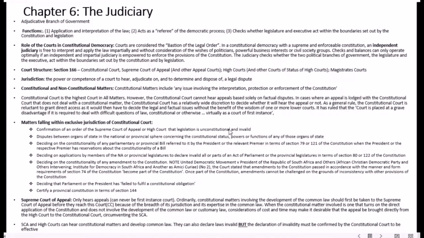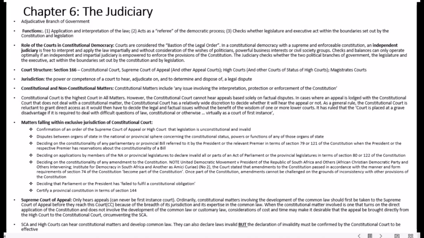So in cases where an appeal is lodged with the Constitutional Court that does not deal with a constitutional matter, the Constitutional Court has a relatively wide discretion to decide whether it will hear the appeal or not. And as a general rule, the Constitutional Court is reluctant to grant direct access, as it would then have to decide legal and factual issues without the benefit or wisdom of one of the lower courts. And it has ruled that the court is placed at a grave disadvantage if it is required to deal with difficult questions of law, constitutional or otherwise, virtually as a court of first instance.